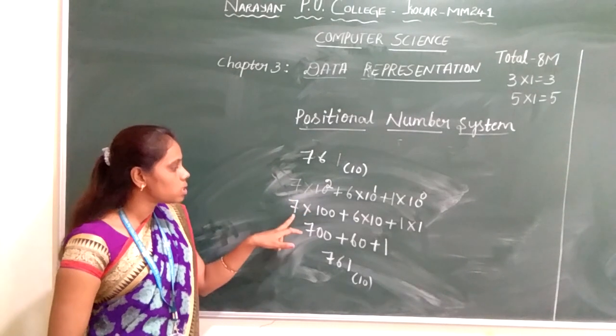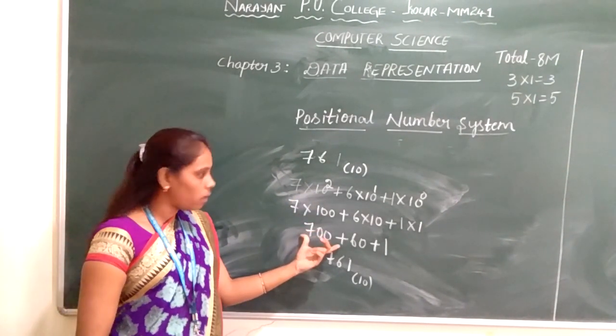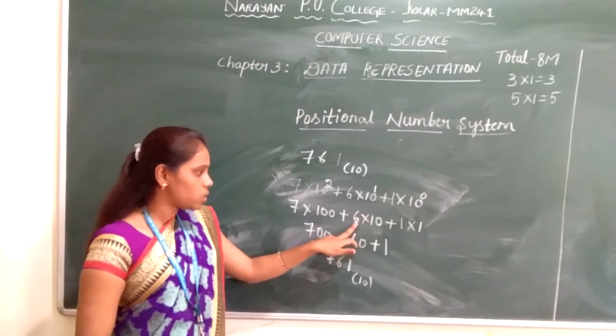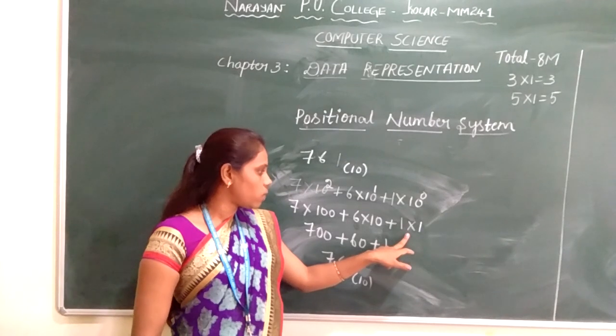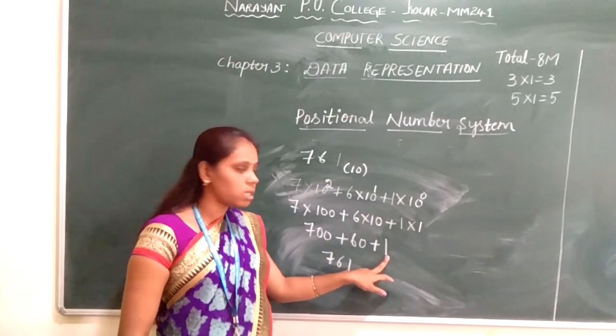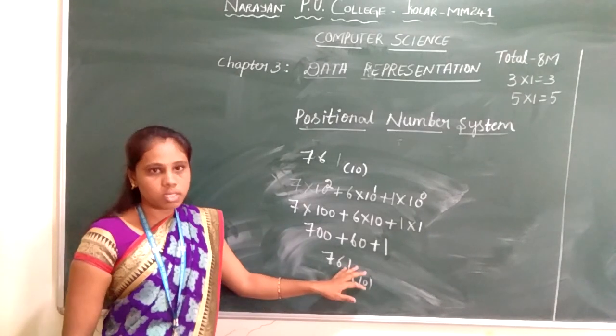Now we have seen this is your face value and the place value of 7 is 700. 6 is the face value and its place value will be 60, and the face value of 1 is 1 and it is placed in the unit place. So the place value of 1 is 1 itself.